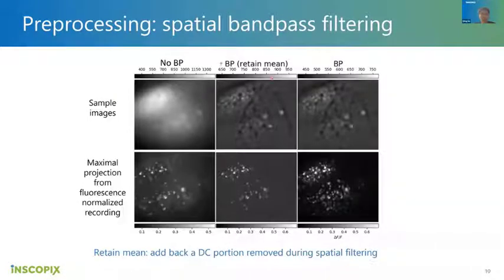And then there is another parameter to check or uncheck, which is retain mean. This retain mean is to add back the baseline value during the spatial bandpass filtering. There's some background shift, and you can just recalibrate the baseline if you check this retain mean function. This is just a maximum projection from those ΔF over F movie, and you can see without retaining mean you have a higher contrast, but if you retain mean it becomes washed out.